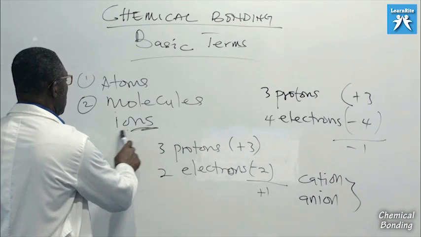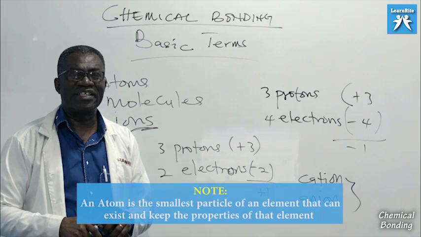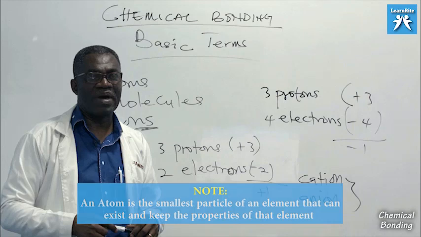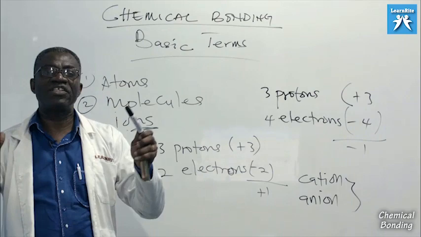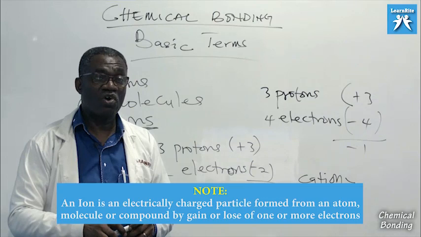Atoms, we have discussed them already. The individual atoms that God created on this earth are the atoms. And we say an atom is the smallest particle of an element that can exist and keep the properties of that particular element. Okay? Ions are made from atoms by gain or loss of electrons. So we define an ion as an electrically charged particle, formed from an atom or sometimes a molecule or compound by gain or loss of one or more electrons.